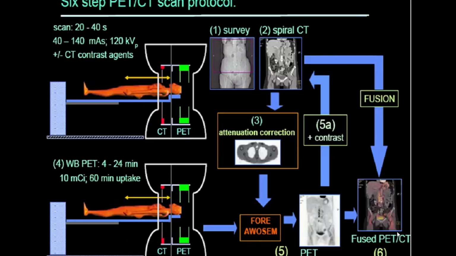Here I try to display how the PET-CT was done. You can see the survey, this is the spot images, then CT, and then if needed, attenuation correction is generated. If needed, you can do a contrast CT, and then you can fuse. Subsequently, we fuse and generate the PET-CT data like that. 10 millicurie was the standard dose. Now, with high-sensitivity modalities, it is around 5 to 6 millicurie. And the after-injection time is also now reduced to around 40 to 45 minutes.